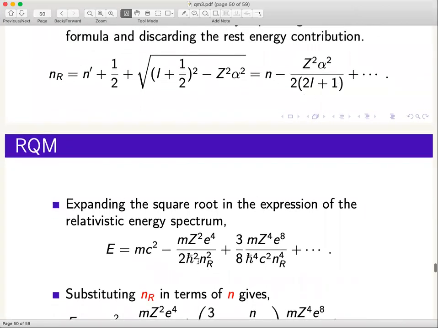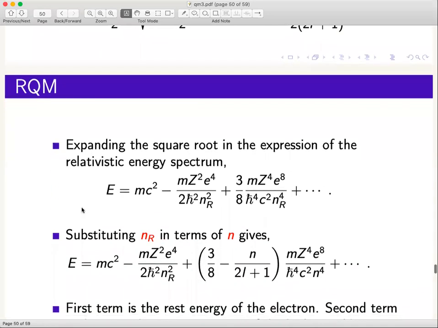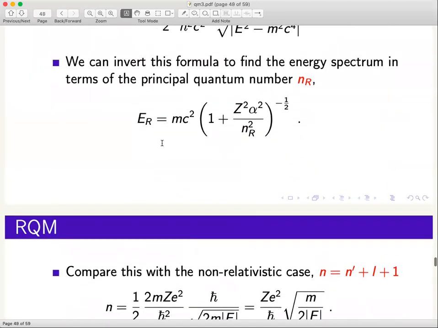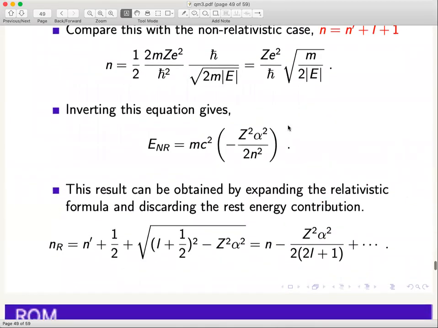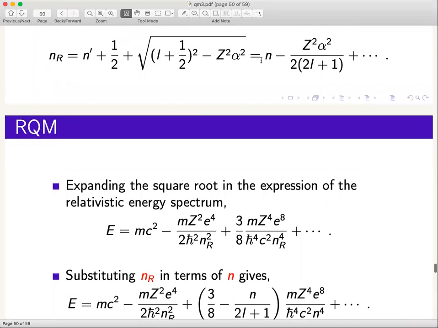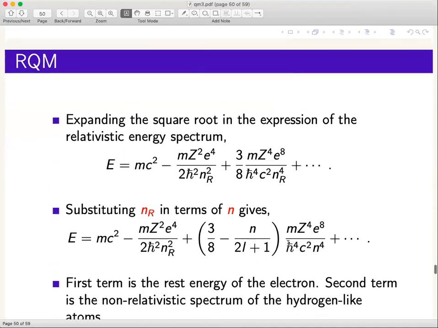So this expression for the relativistic problem is just an expansion of this quantity. You have just expanded this square root in the denominator to write down this piece. But it contains nr, and we need to write nr in terms of n. So we substitute nr equal to n minus z squared alpha squared upon 2 times 2l plus 1, and then rewrite the expression.